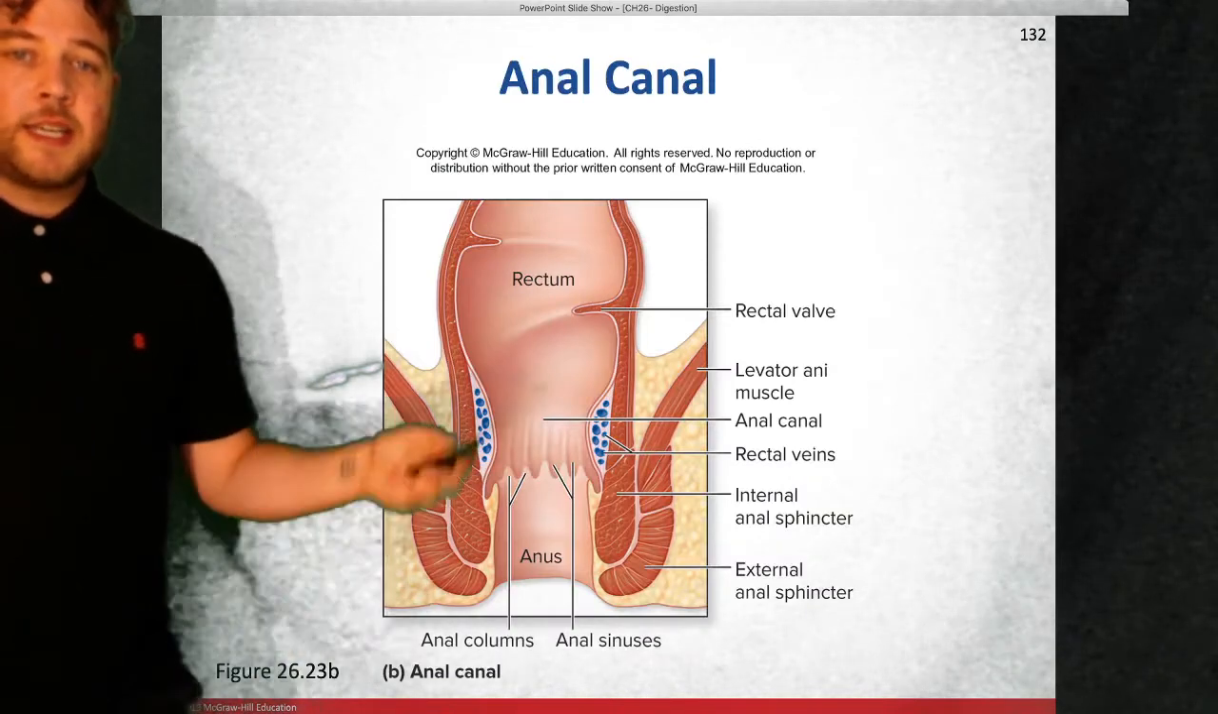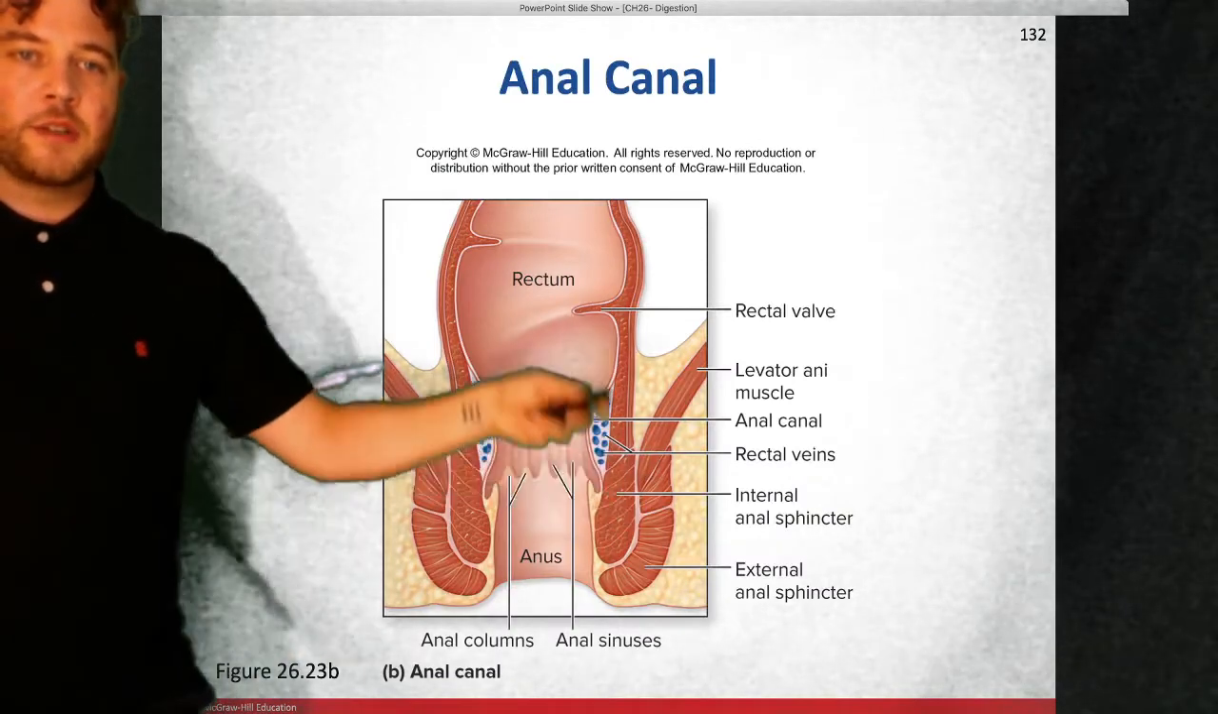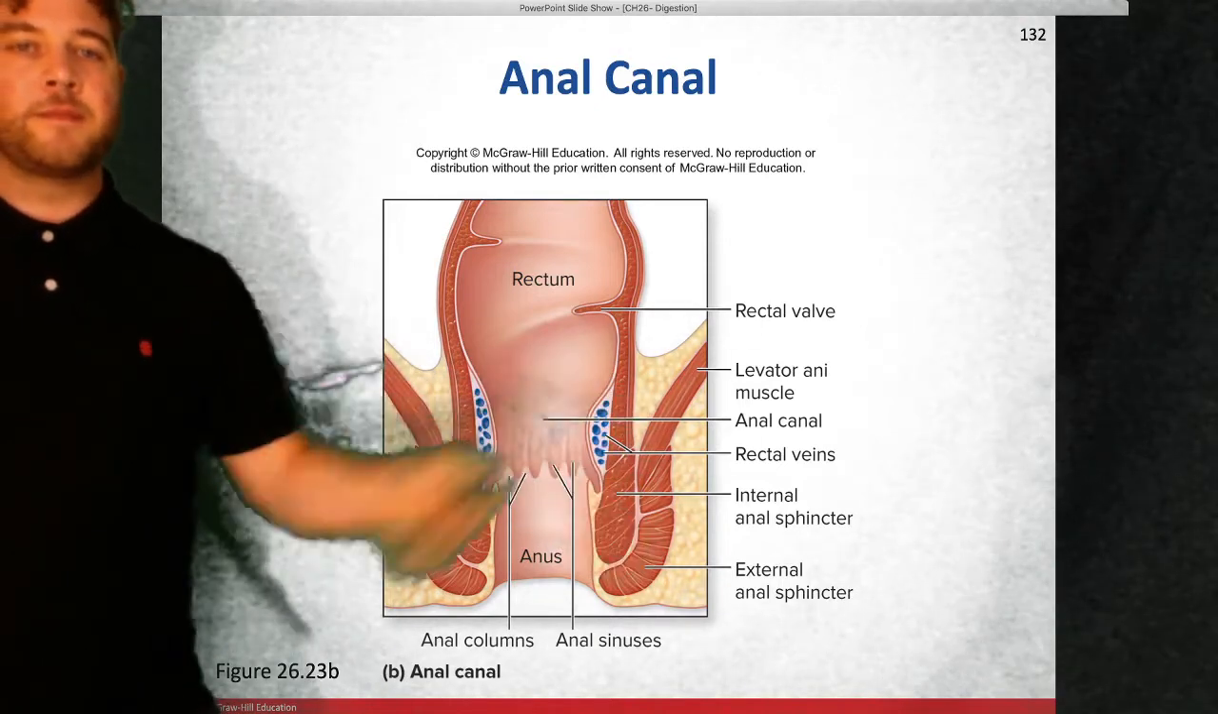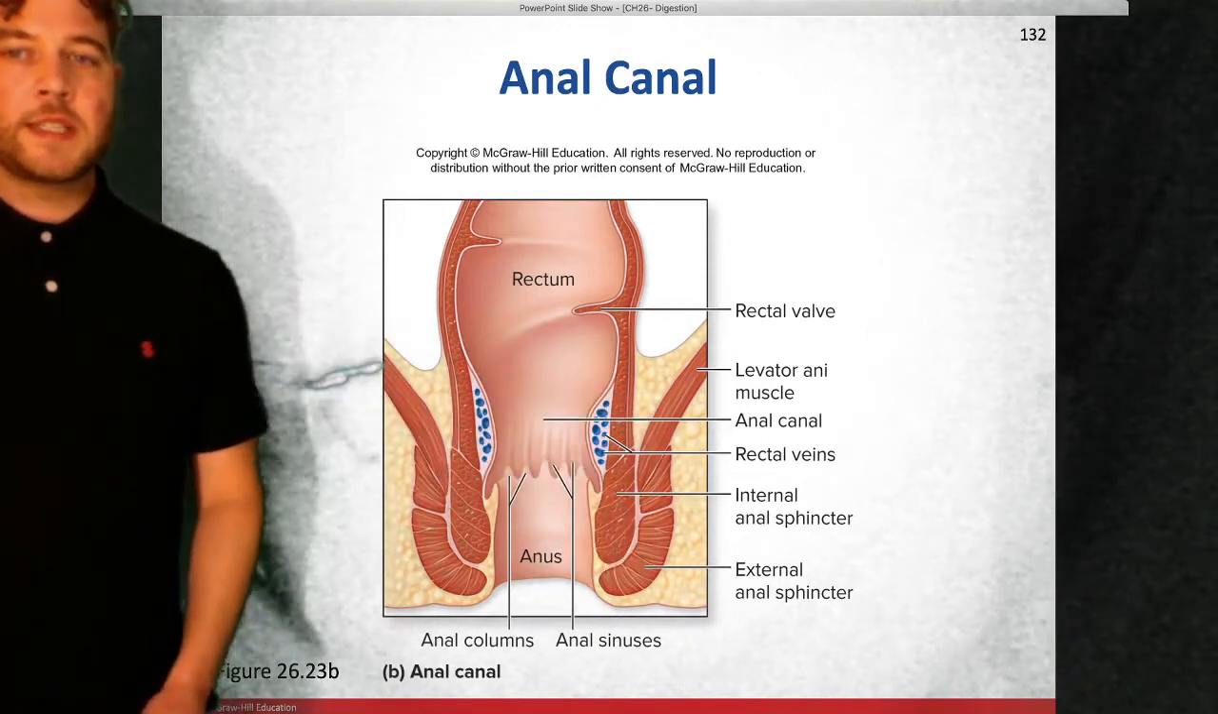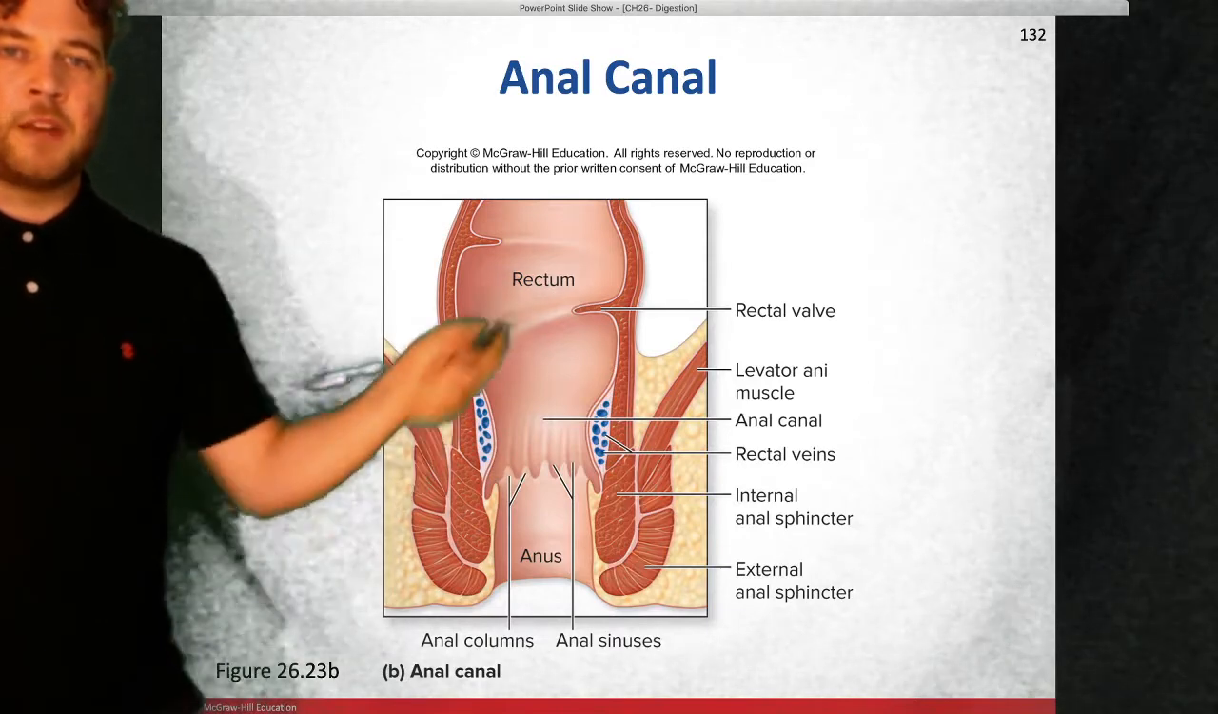Here you can see this internal sphincter surrounded by your external one, as well as some veins and valves.